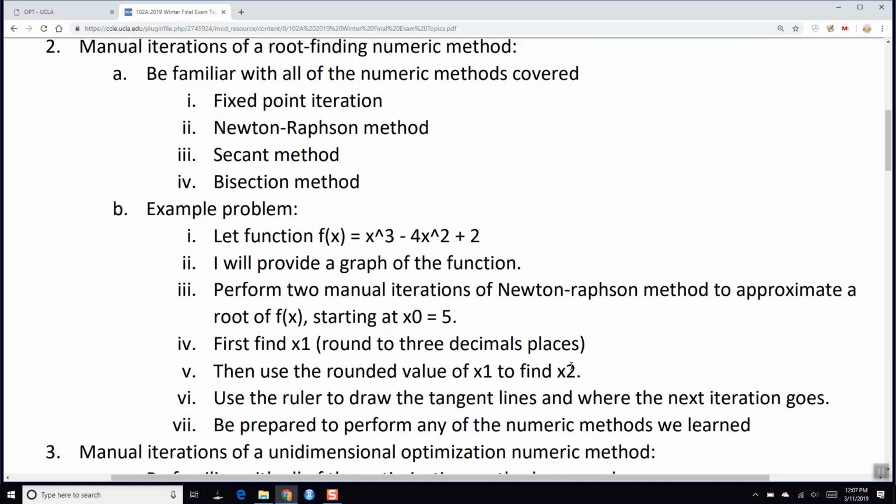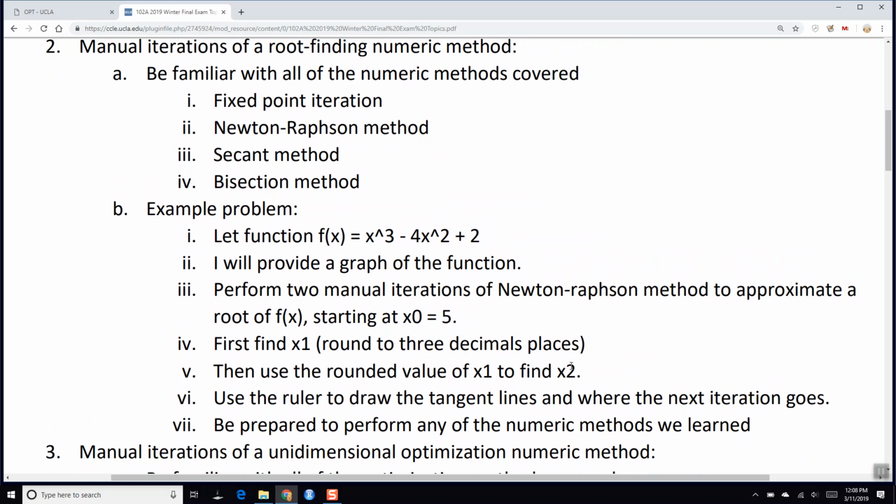Question? No, there's no cheat sheet or formula things, okay? Will the graph be provided for us? Yes, I will provide the graph, okay? So I'll provide the function and I'll provide a graph. And then you will do your manual iterations, okay?